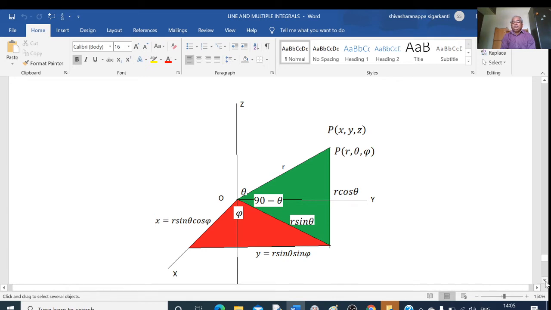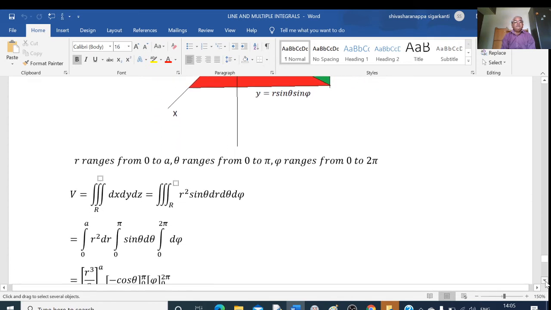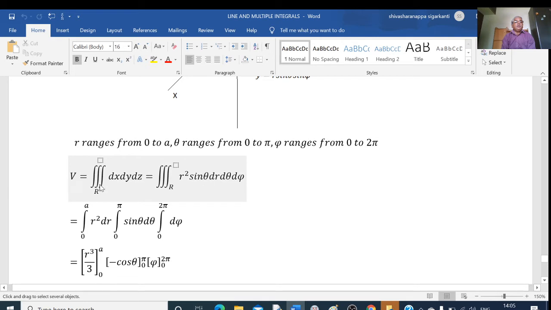Then if I convert into spherical coordinates, I have to write volume equal to the triple integral of dx dy dz. This can be written as r square sin theta into dr d theta d phi. So r ranges from 0 to a, r square dr. Theta ranges from 0 to pi, sin theta d theta.